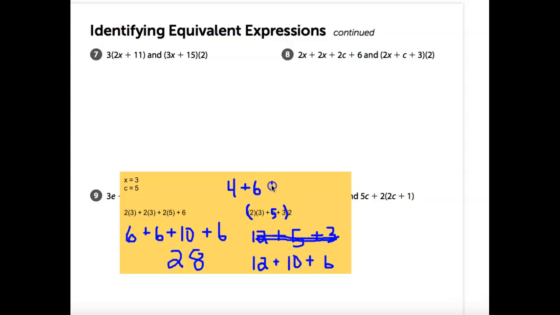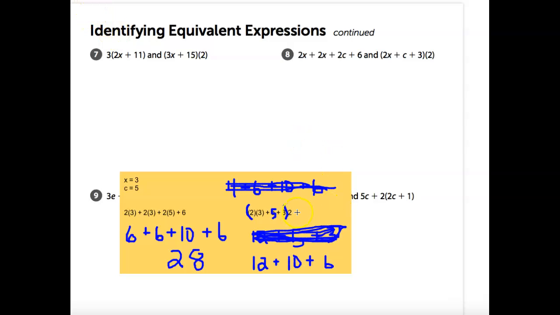Plus 2 times 5 is 10, plus 2 times 3 is 6. And what did I do wrong here? 2 times 2 is 4, 2 times 3 is 6. Hold on.